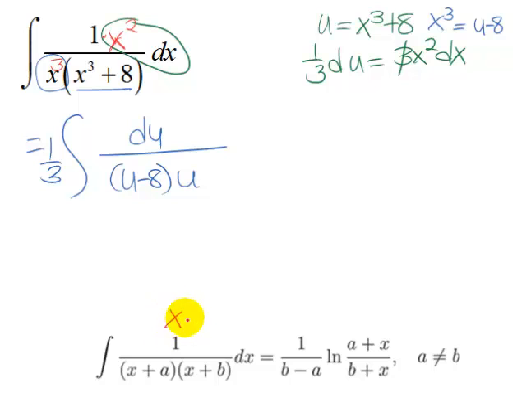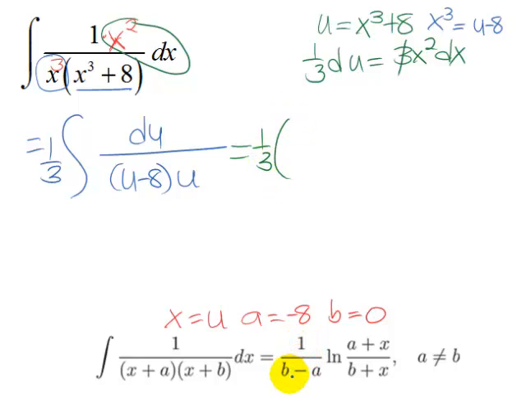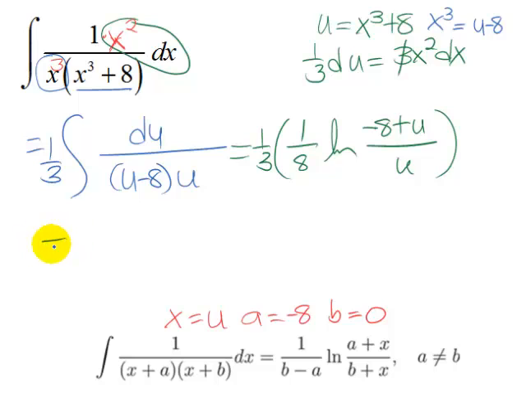So let's go back and use this formula. We can see that our x here is u, and our a is -8, and our b is 0. So let's apply this formula. We have our 1/3 out in front, and then we have 1 over b minus a, that's 0 minus -8, so that's going to be 1 over 8 times the natural log of a plus x over b plus x. That's -8 plus u over 0 plus u. And now let's resubstitute.